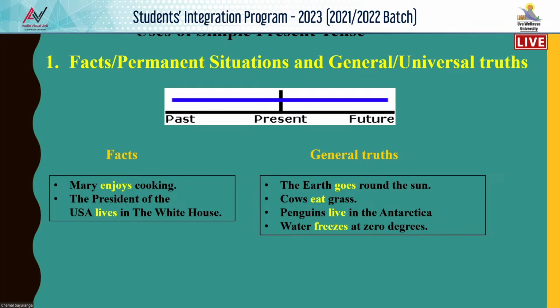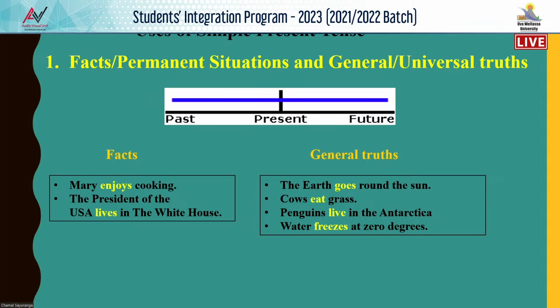And also the second example, the president of the USA lives in the White House. It is also a fact. We all know that, right? It is not going to change. It is a fact and a permanent situation and a general truth. On the other hand, the general truths: the earth goes round the sun. The cow eats grass, it is a truth. Penguins live in Antarctica. Water freezes at 0 degrees. These are the general truths in the universe, in nature, in the world.